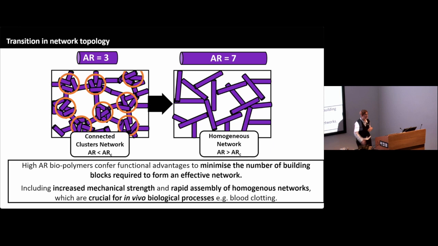And it's an advantage to have a high aspect ratio because you get increased mechanical strength, you get more rapid assembly. So imagine that blood clot, it can form much quicker if you're forming it with a fiber than if you're forming it with little stumpy rods.